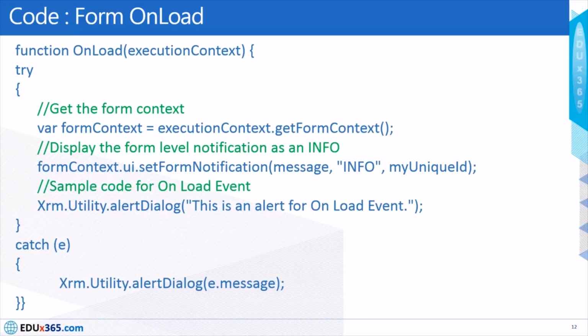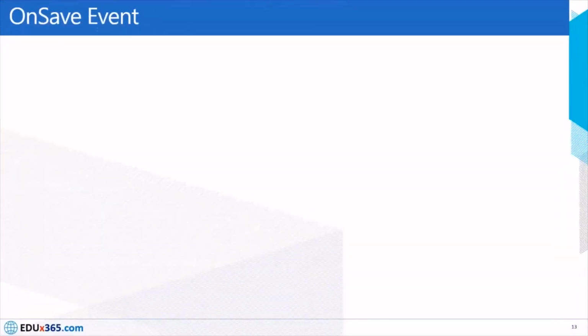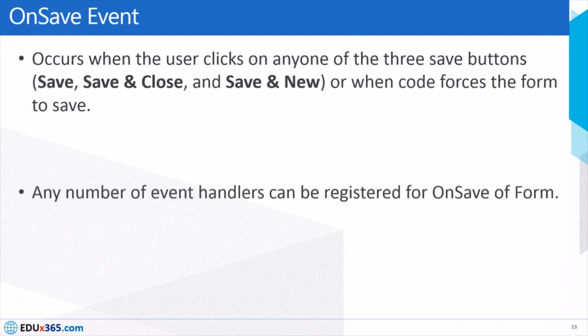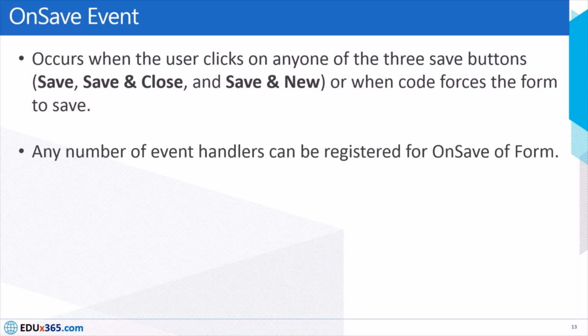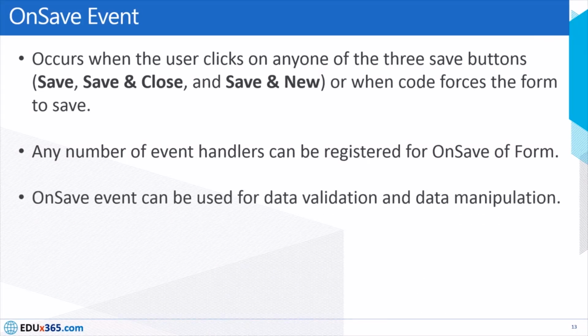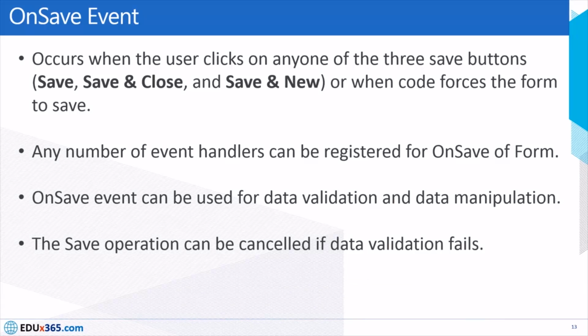Okay, let's talk about the next one, the onSave event. This occurs when the user clicks on any one of the three save buttons. It could be save, save and close, or save and new. And essentially when the code forces the form to save. Any number of event handlers again can be registered for onSave of the form. And the onSave event can be used for data validation and data manipulation cases. The save operations can be cancelled if the data validation fails.